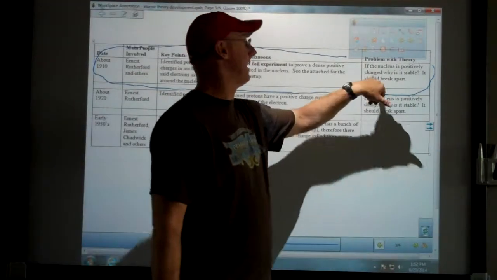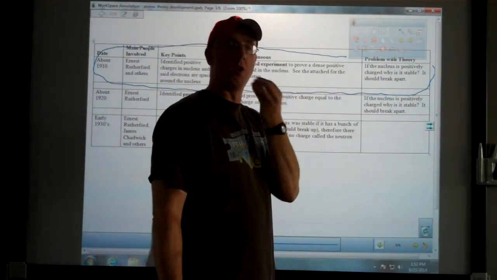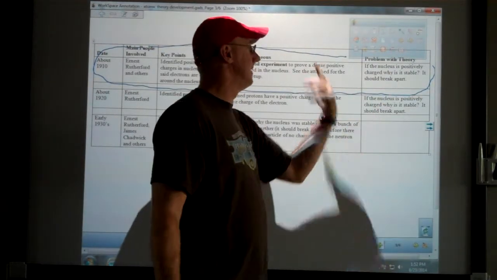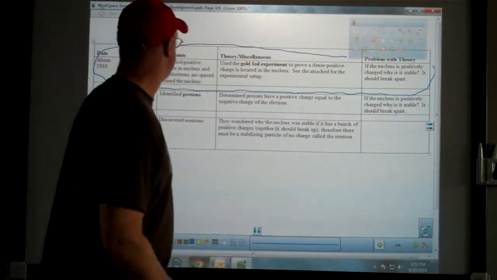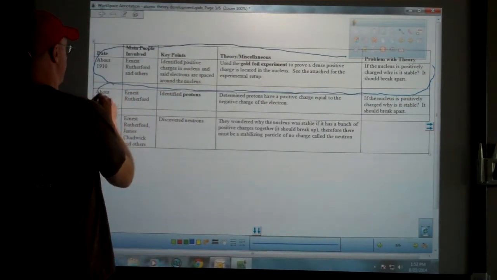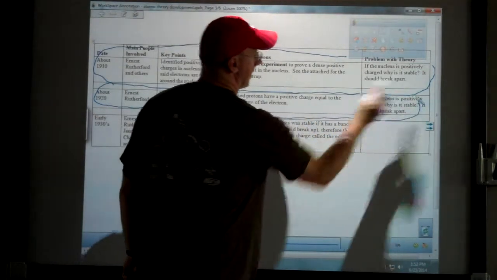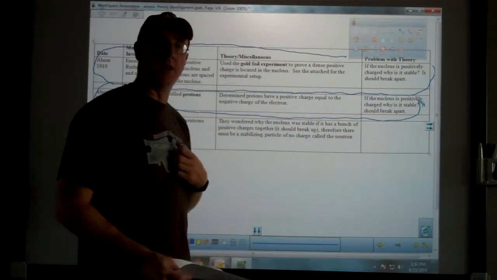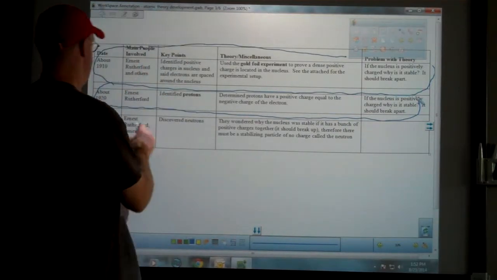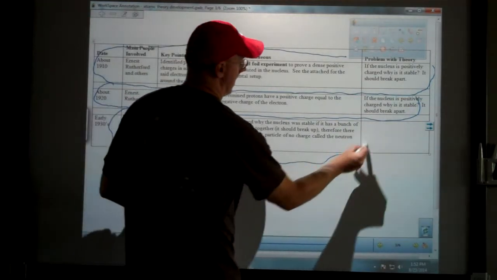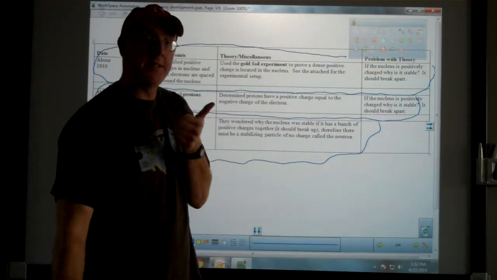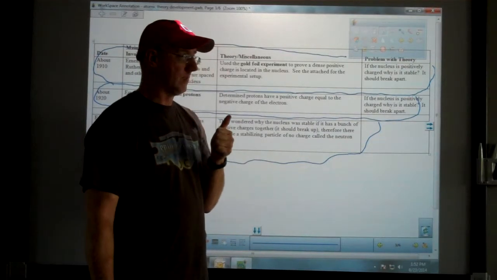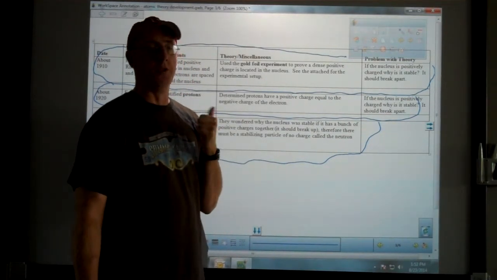But the problem at this point is if those positive particles are really packed densely and tightly, you know positives repel. Why is the nucleus stable? It should break apart. And so they did a little bit further work. I'm sorry, I kind of circled the wrong one. But those two kind of go together. So they did a little bit further work, and they discovered the neutron, and that allowed us to account for extra mass. They were short a little bit of mass in the atom, and it also provides that stabilizing particle for the nucleus.